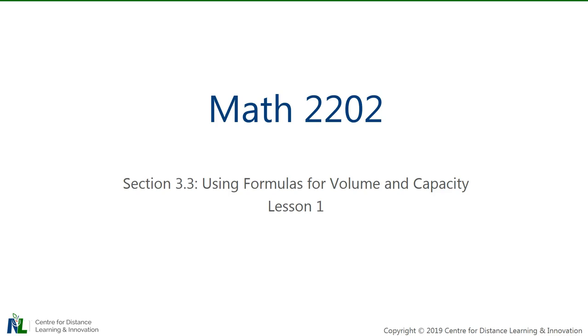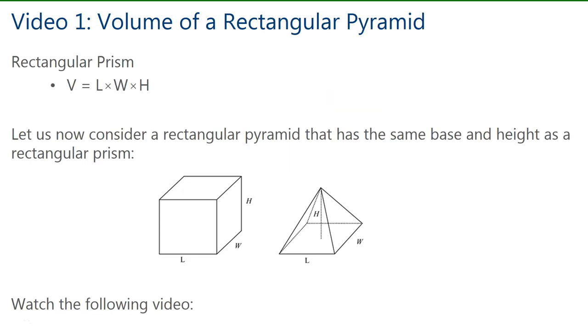Welcome to section 3.3, using formulas for volume and capacity. In this video, we're going to be focusing on the volume of a rectangular pyramid. To start, let me remind you what the formula for a rectangular prism is. Volume is equal to the length times the width times the height.